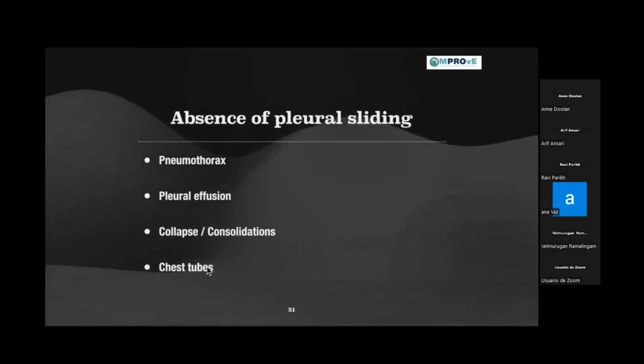Chest tubes. Again, if chest tubes are put in, either you have a pneumothorax or a pleural effusion. So if you have either one, you're going to lose your pleural sliding.